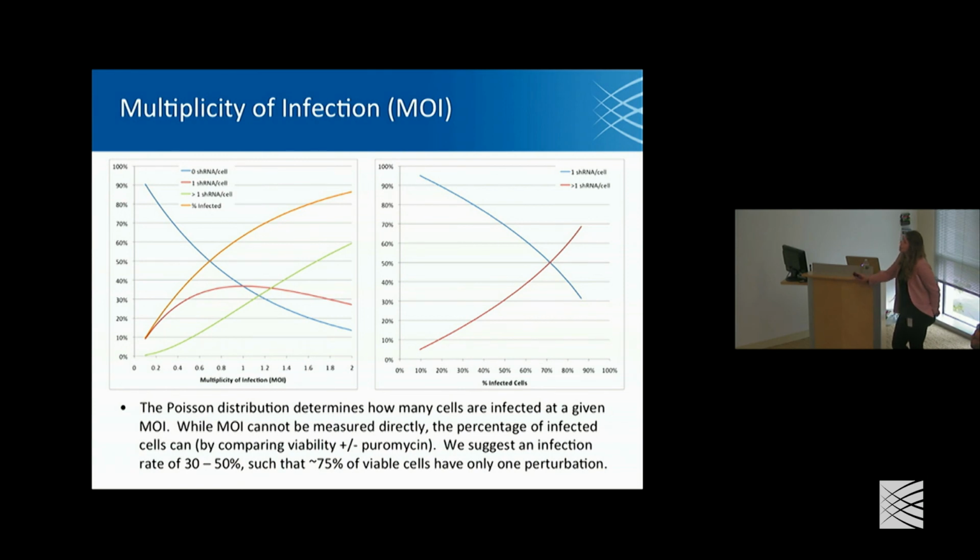And you can see that at between 30 and 50%, over 75% of your cells have one shRNA. Most of your cells are uninfected, but 75% of the infected cells have only one shRNA, and very few have more than one shRNA. So that's what we're aiming for, and that's why we look for an infection rate of 30 to 50%.